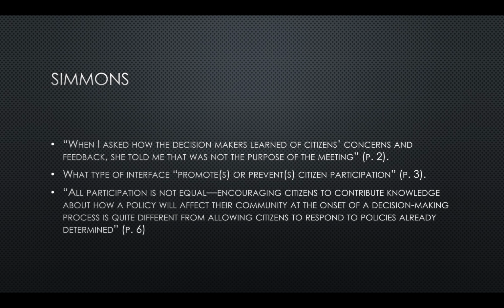So, Simons's book talks about participants and including citizens in the decision making process. And her big thing is thinking about how that strengthens policy by including them in the decision making process. But her big thing is looking at how we include participants and how is it really inclusive.